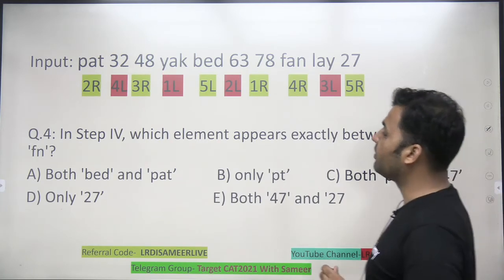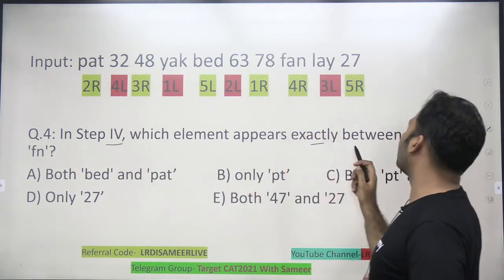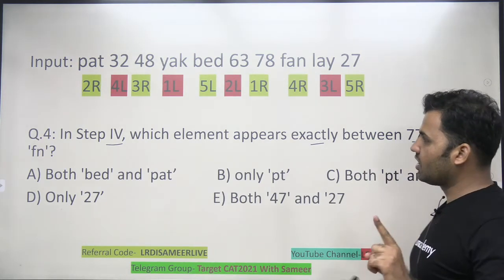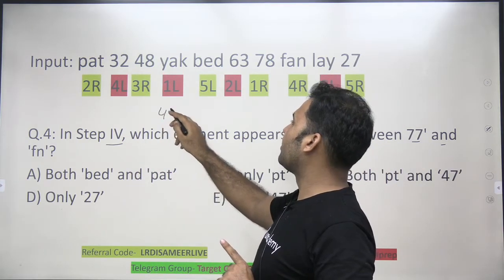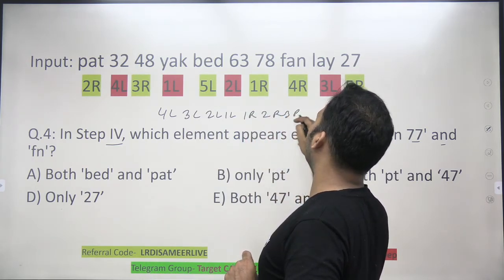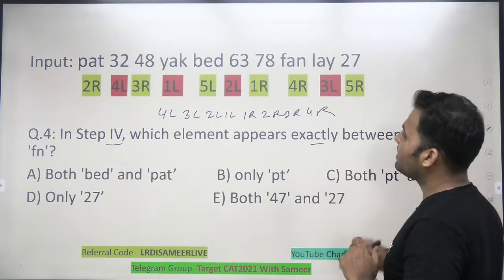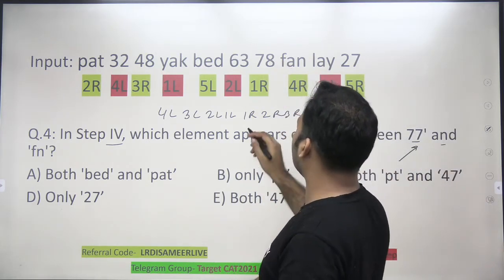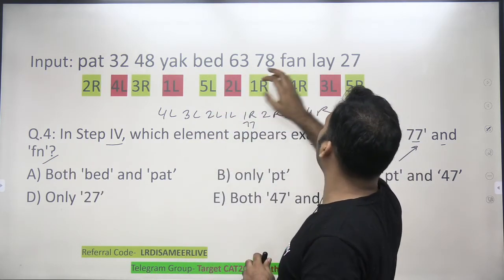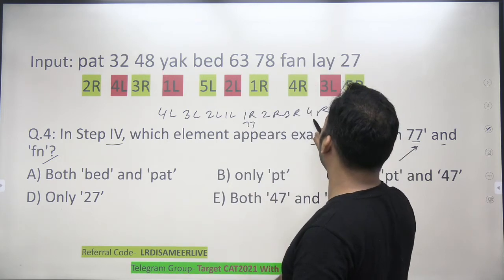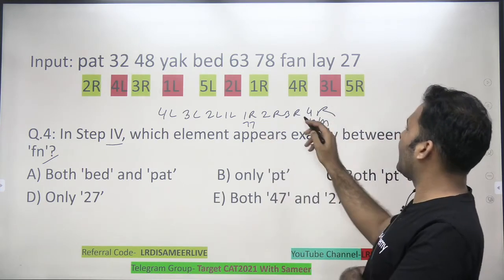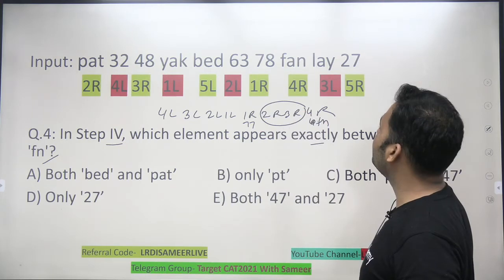Look at the next question, question number 4. In step 4, which element appears exactly between 77 and Fn? Okay, we are talking about step 4 here. So we know that in step 4, we'll have 4L, 3L, 2L, 1L, 1R, 2R, 3R, and 4R. If you look at the position of 77, 77 is ranked as 1R. And if you look at the word Fn, Fn is ranked as 4R. So between 77 and Fn, I'll have two elements which are ranked as 2R and 3R.